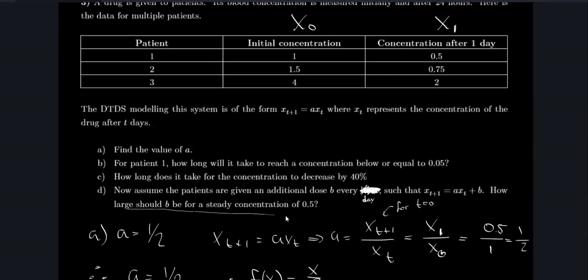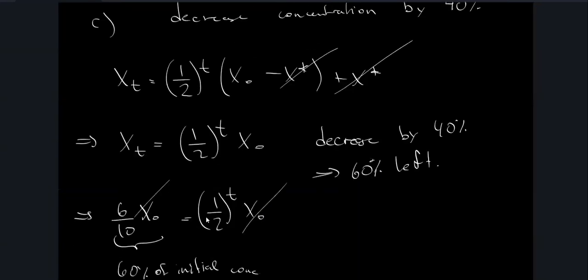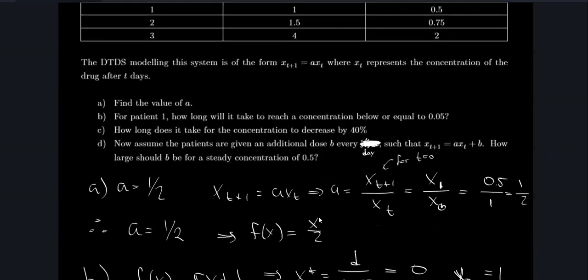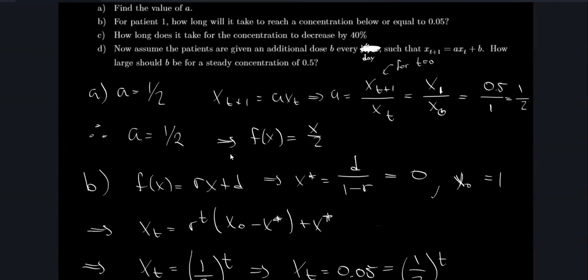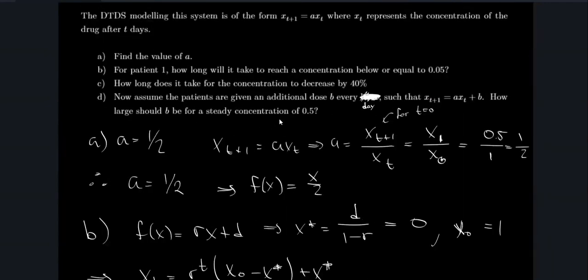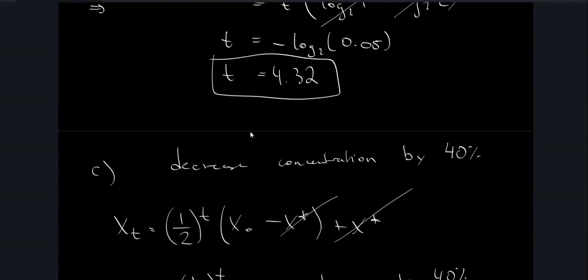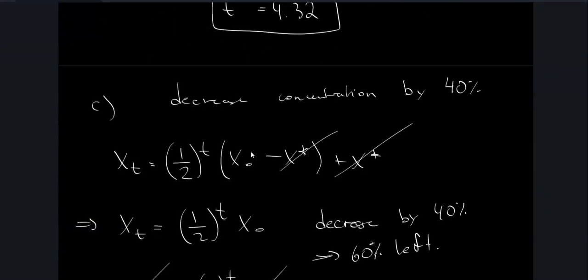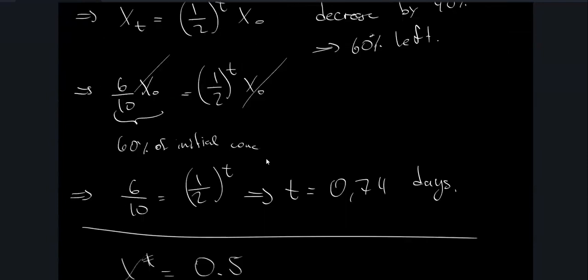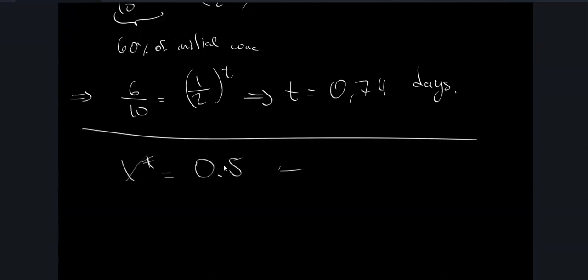How large should b be for a steady concentration of 0.5? It actually wouldn't matter if we added it every hour or not in this particular case, and I'll show you why. Because if we look at our equilibrium, what do we mean here by steady concentration? Steady concentration is just the equilibrium. So we want the equilibrium concentration to be 0.5. This is what we want.